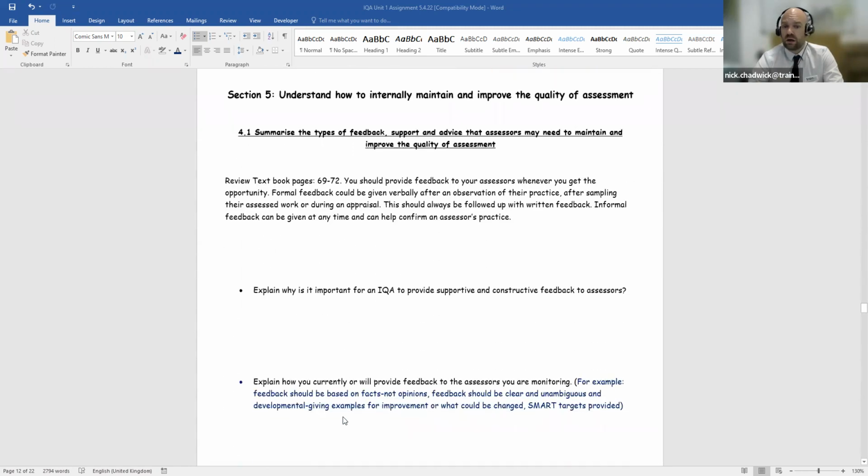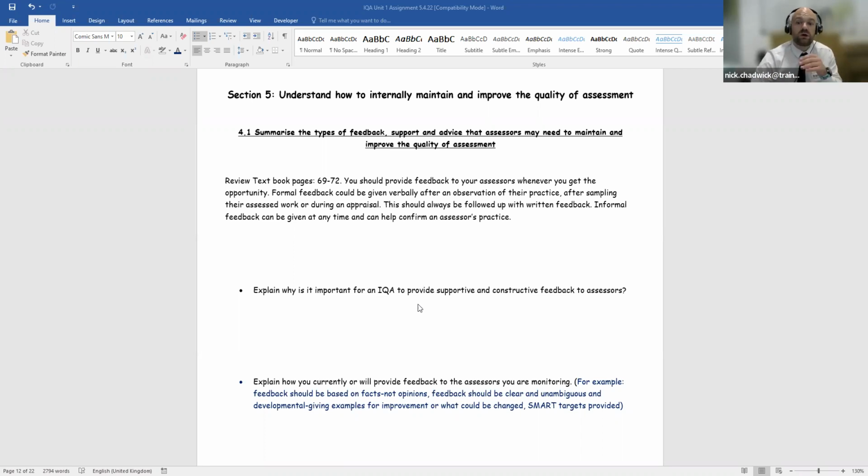Wow, we are well underway with Unit 1. And now we would like for you to move on to the types of feedback and support that you can provide assessors as well. So please do have a look at textbook pages 69 to 72. And we are going to learn all about how to provide effective feedback to your assessors.